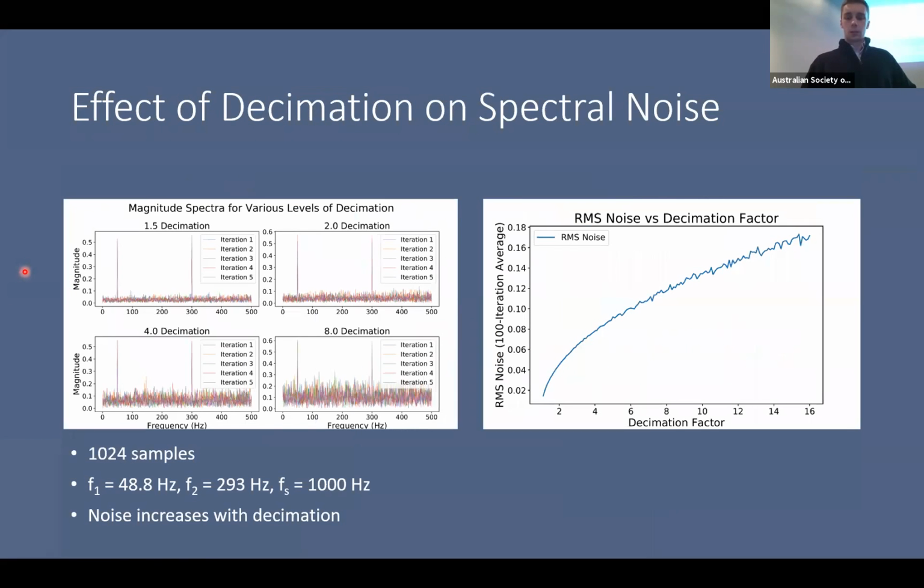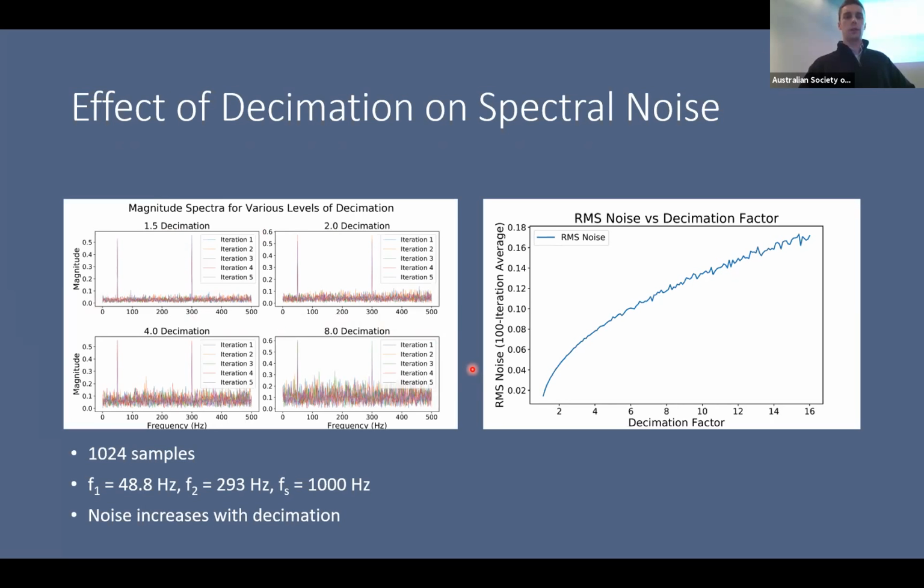So we've seen that random decimation introduces random noise, or spectral leakage as we call it. So we'd expect that if we decimate further and further, we might get more noise, and this example just shows that that is the case. So we've got up the top left 1.5 decimation, which corresponds to throwing out 1 in every 3 samples, 2 times, 4 times, and 8 times, and we see that the noise level gradually increases, and it seems to be somewhat of an exponential type relationship.